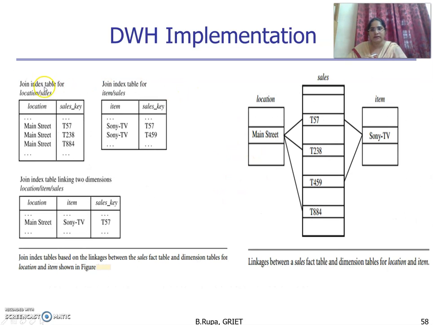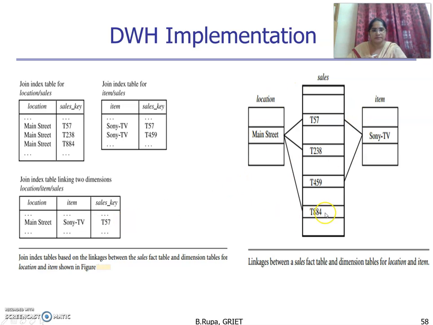For example, we have a location sales table, which contains the locations and the key value, and a join index table for the item table, which contains the item and sales key also. Based on these keys, we can join both tables, location and item, and based on the key, the values are joined here.